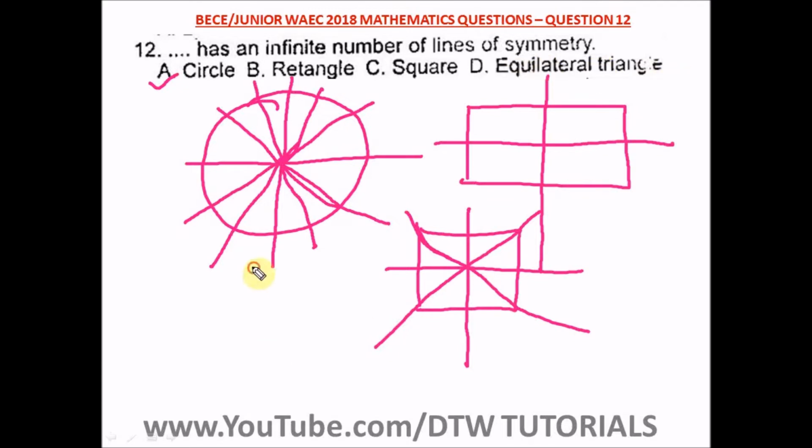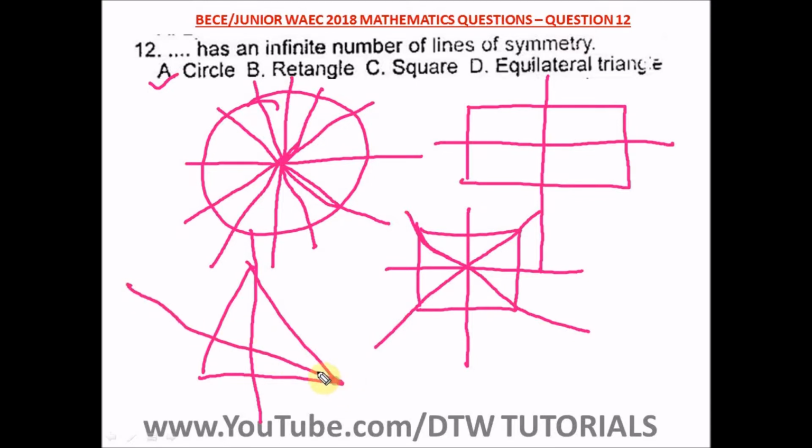For an equilateral triangle, how many sides are equal? All sides are equal. So you can divide like this, and when you fold it, it's two equal parts. You can also divide this way. Sorry, my lines are not too straight. You can also divide this way, and you have two equal parts, and also this way, two equal parts. So for an equilateral triangle, the lines of symmetry is 3. For a square, you have 4. For a rectangle, you have 2. And for a circle, it has an infinite number of lines of symmetry. So our answer is option A.